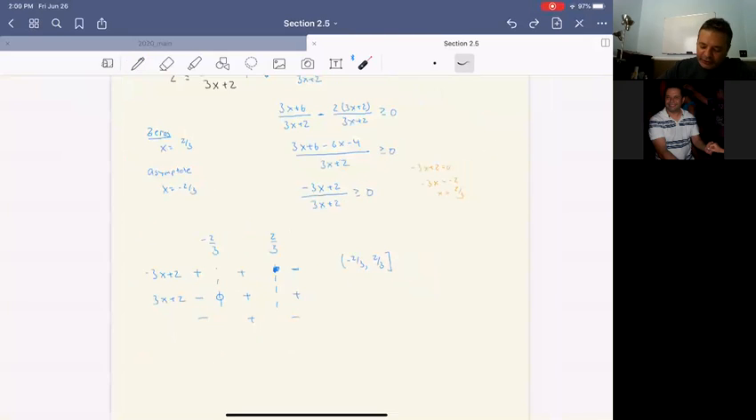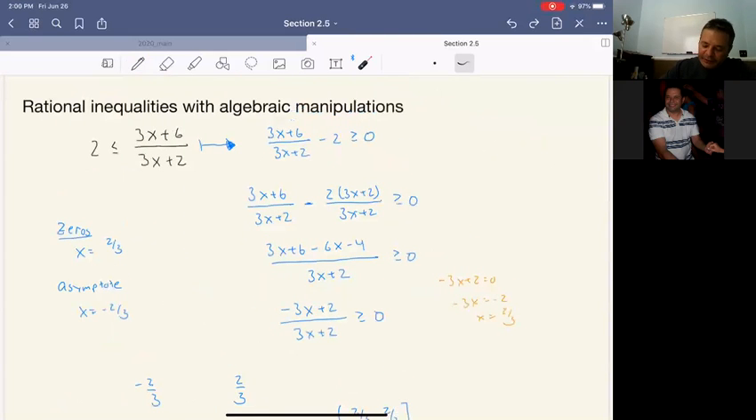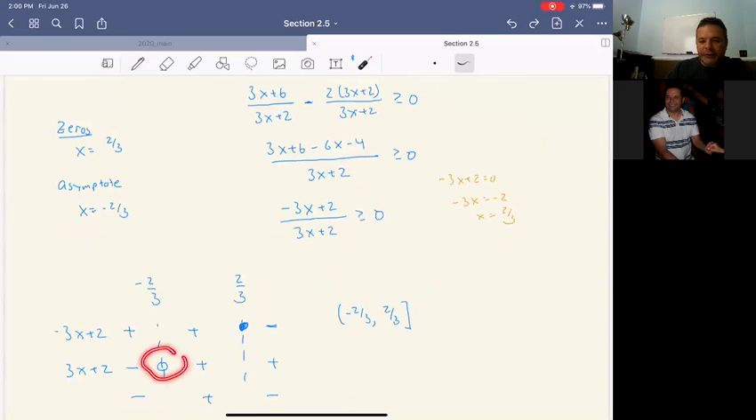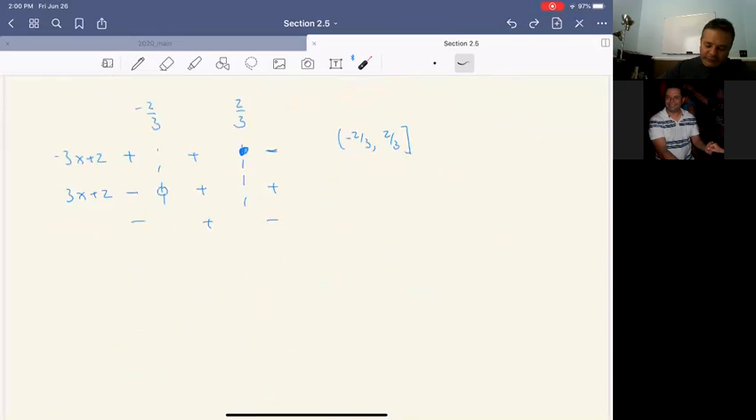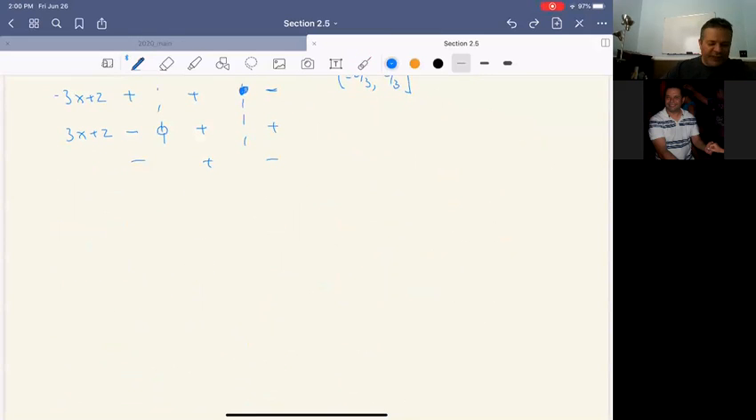Okay, let's look back at the original expression. The original expression had a division by 0 problem at negative 2/3, which we have carried through to the end of the problem. Okay? All right, let's do another one just to get practice.